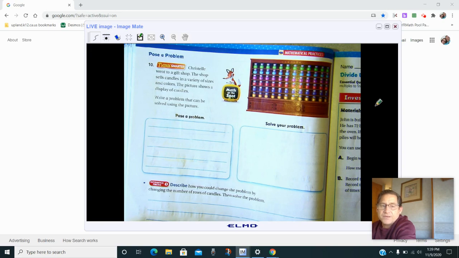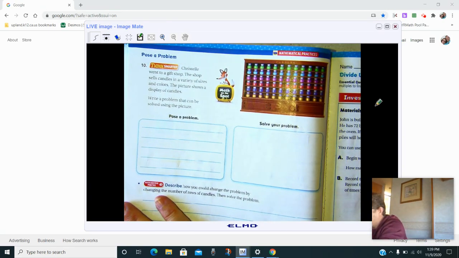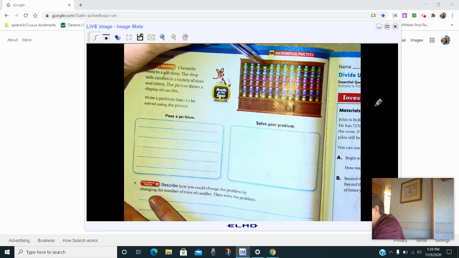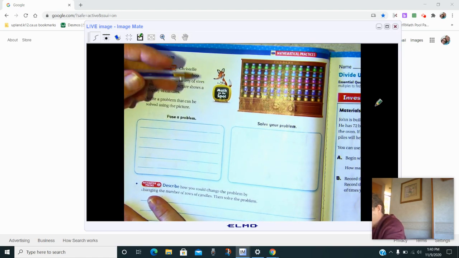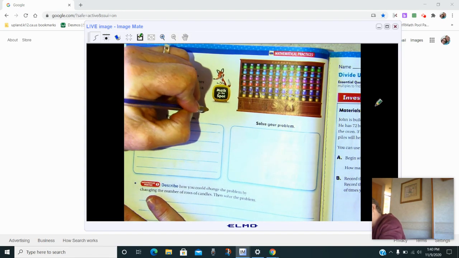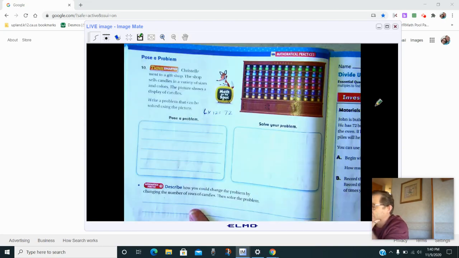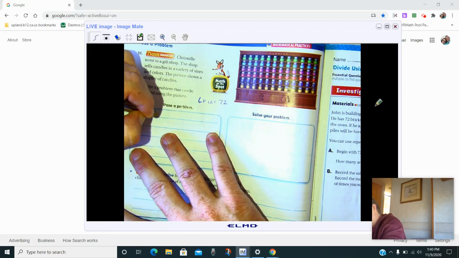All right, so let's see. We have 2, 4, 6, 2, 4, 6, 8, 10, 12. We have 6 rows of 12. 6 times 12 is 72. Okay, so let's say this. Now this is just one possibility. You can come up with your own questions.